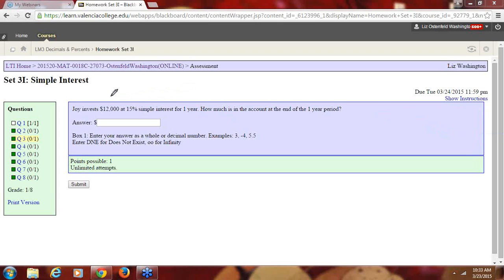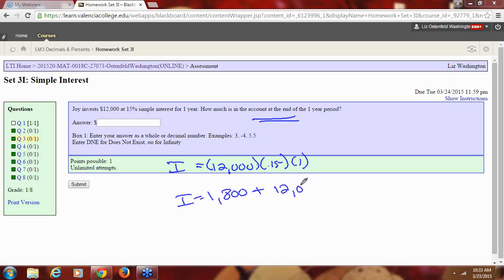Okay, so Joy invests 12 grand. So again, that's your P at 15% interest, and again for 1 year. How much is in the account? So again, this is one where you can't forget to go back and add it. So this ends up being 1,800, and then you want to add it to the original, and you get a total of 13,800. So let me get to, what number was that? Number 5 and number 8. Number 5.